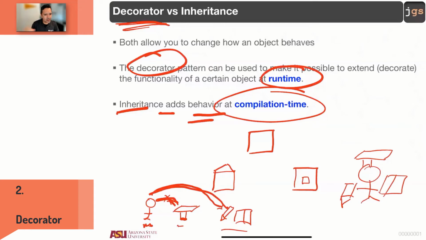Can I do that with inheritance? Can I have this guy be a professor and a student at the same time if I choose inheritance? Yes or no? Your answer depends on the language you are considering. If you're thinking in Java, the answer is no, because Java does not allow multiple inheritance, right?